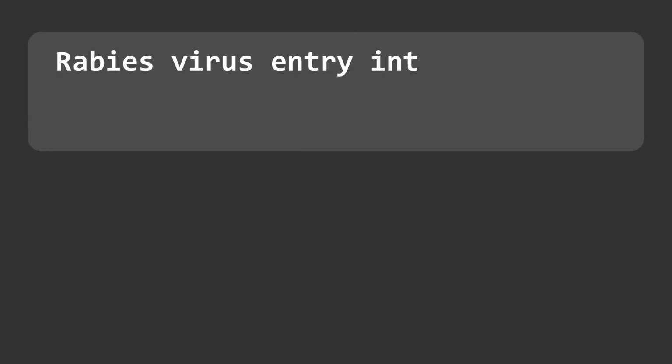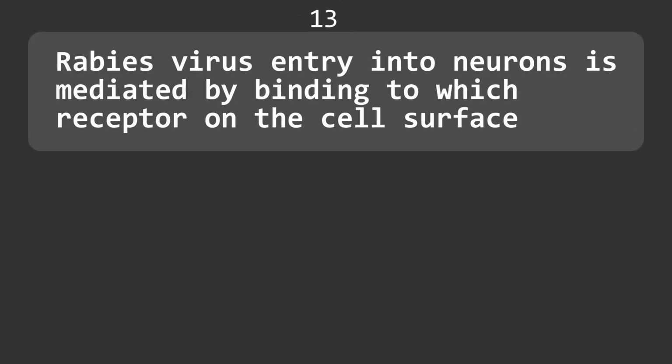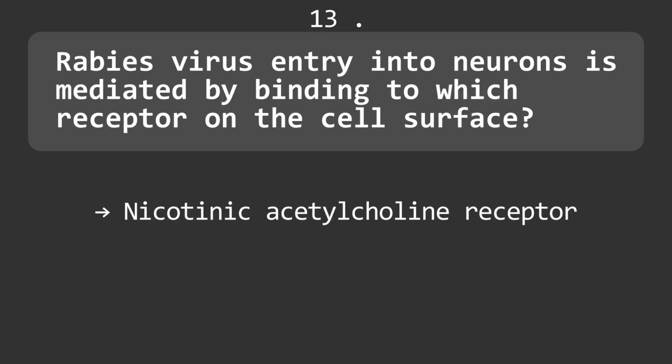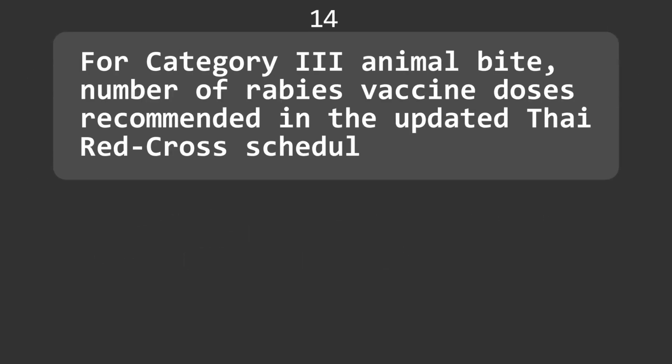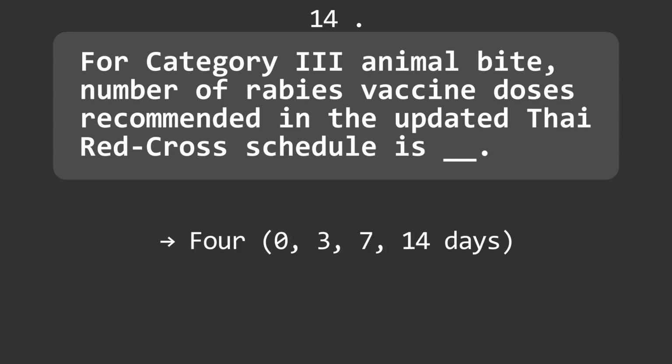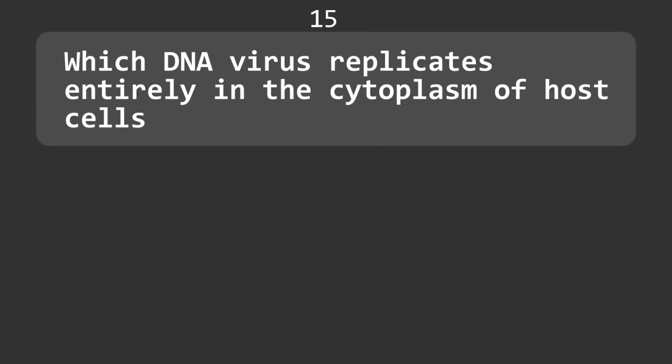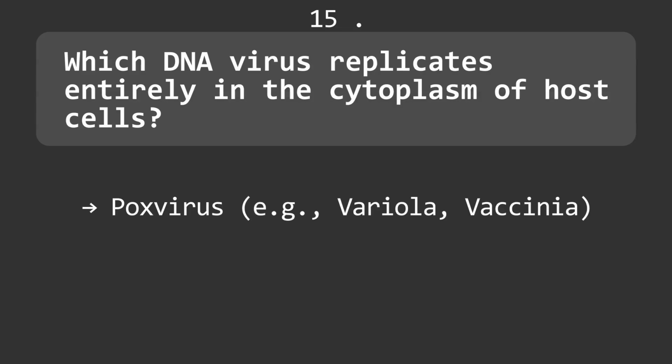Rabies virus entry into neurons is mediated by binding to which receptor on the cell surface? Nicotinic acetylcholine receptor. For Category 3 animal bite, the number of rabies vaccine doses recommended in the updated Thai Red Cross schedule is 4: 0, 3, 7, 14 days. Which DNA virus replicates entirely in the cytoplasm of host cells? Pox virus, e.g. variola, vaccinia.